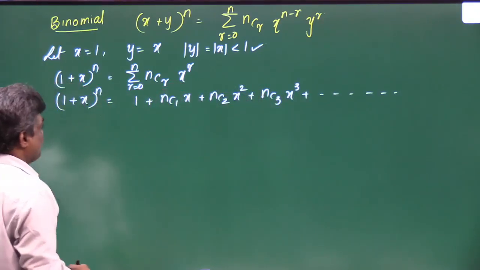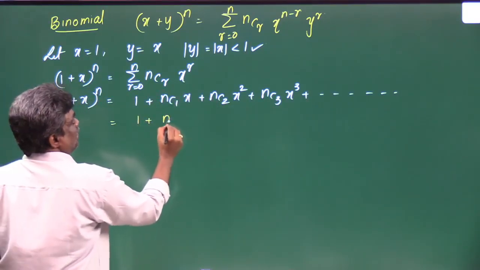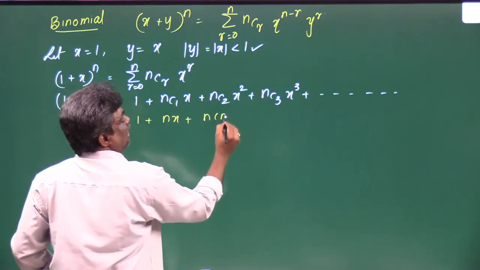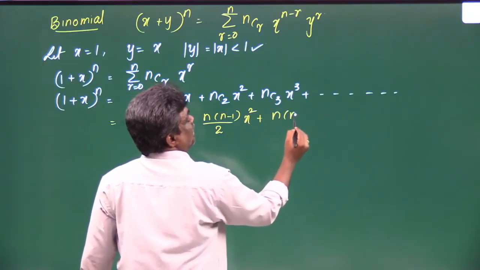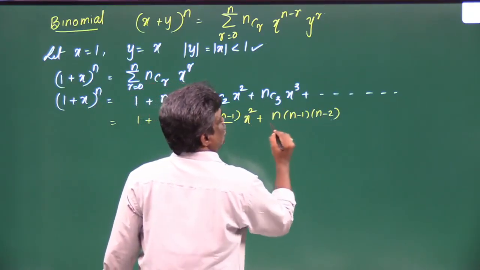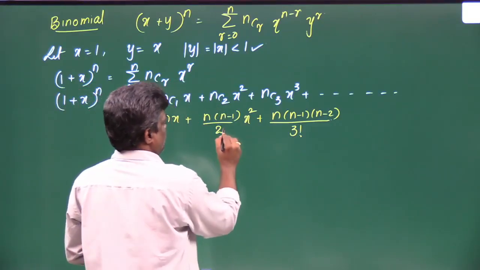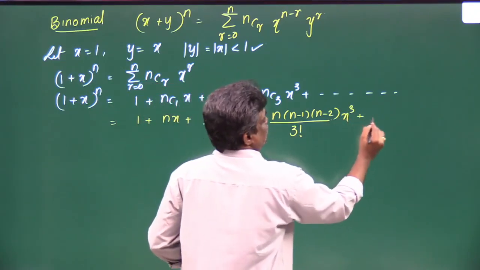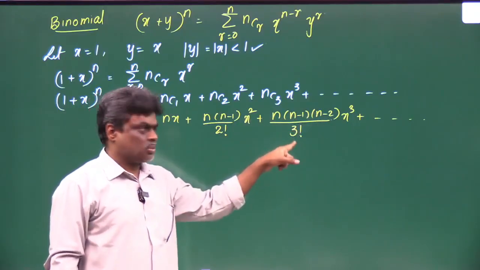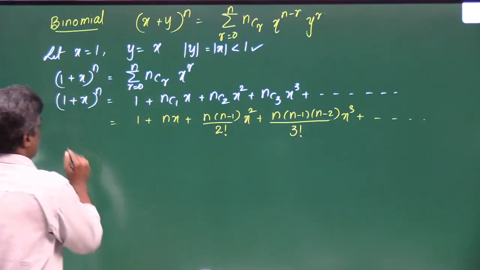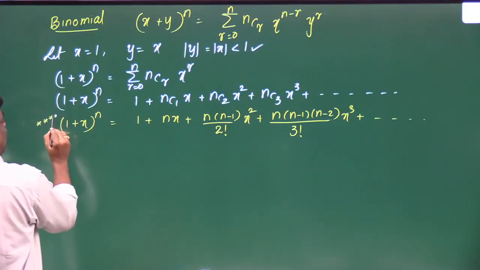For example, you can rewrite this also: 1 plus nx, plus nC2, which is n into n minus 1 by 2 factorial, x square, plus nC3, which is n into n minus 1 into n minus 2 by 3 factorial, into x cube, plus so on. So this is (1 plus x) whole power n. Please remember this, very, very useful.